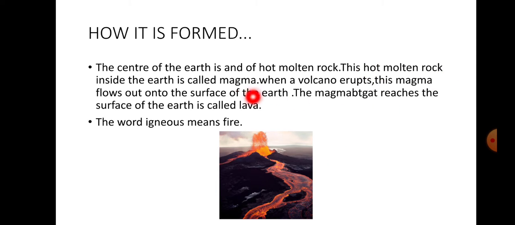This hot molten rock inside the earth is called magma. You can see in the picture how this hot molten rock is present inside the earth. This is nothing but the magma. It consists of hot gases inside. All the time it is in a burning state, so whenever it gets pressured, it immediately bursts out and comes out in the form of volcanoes.